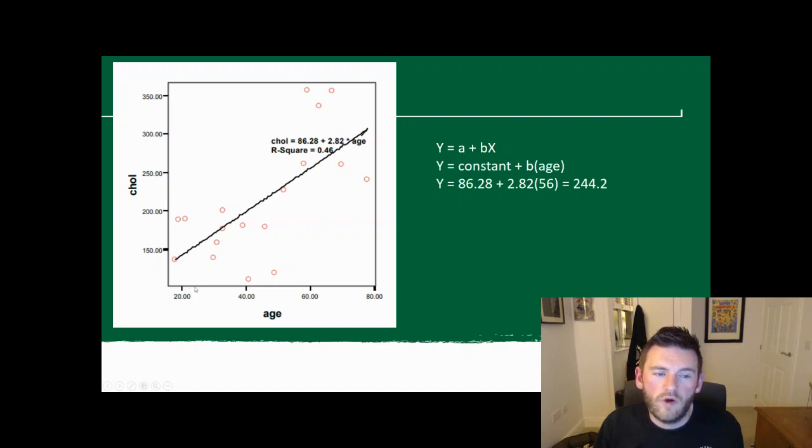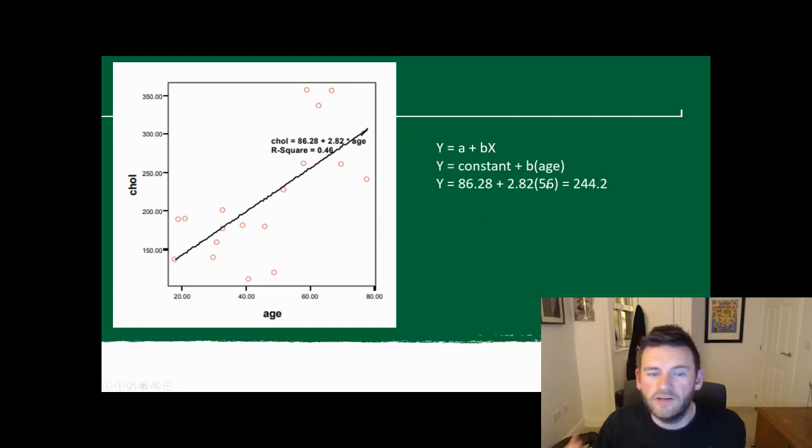And so the b value here essentially tells us what this slope is. So as we go up one value in age, how big does our cholesterol go? What this is telling us is if we go from 0 to 1, 1 to 2, 2 to 3, 3 to 4, we will add on 2.82 in terms of our cholesterol onto that baseline level at age 0. So every time we go up a year, we have to add 2.82 onto 86.28.